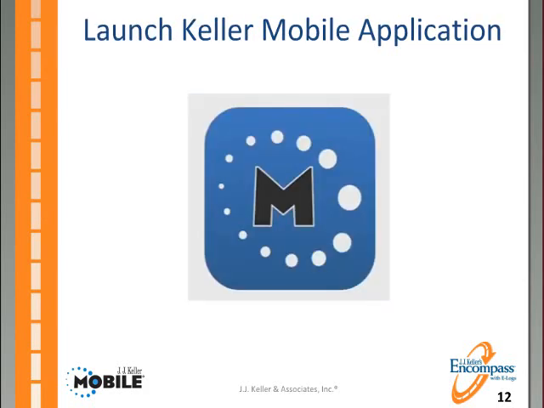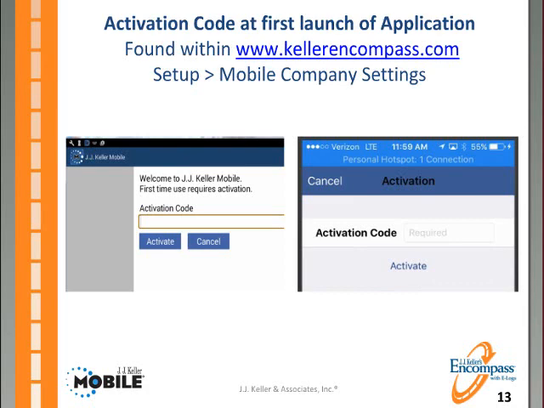Now once downloaded, you're going to see this icon installed on your phone or tablet. You're going to tap on that to open up the application. Now an activation code is going to be required for this first time login. You're going to enter in the activation code that you set up in Encompass, and this can be found inside of your Encompass system. As a reminder, this is found in Setup, Keller Mobile Settings, Mobile Company Settings.